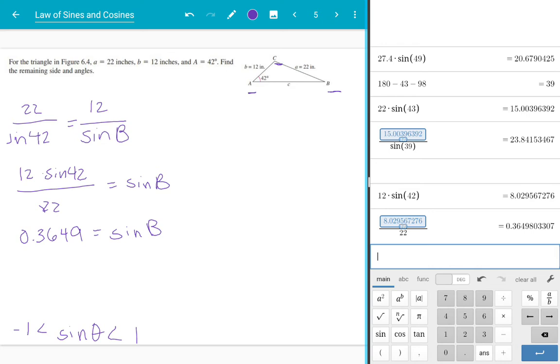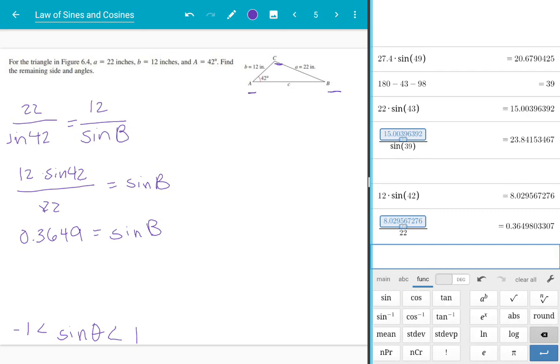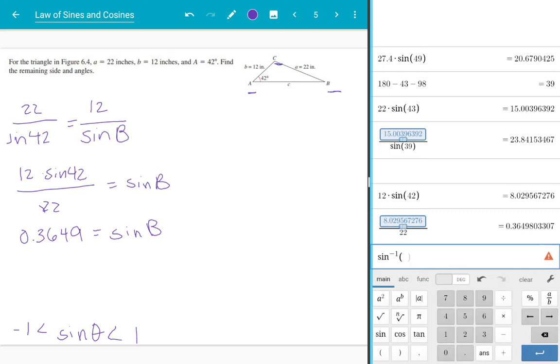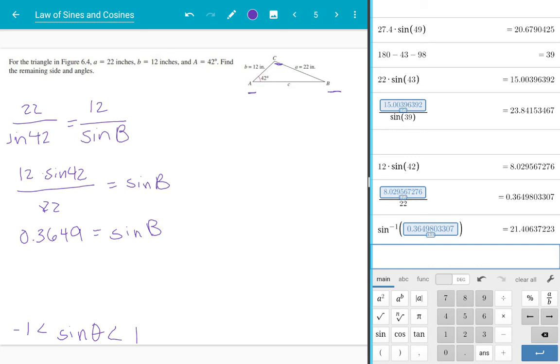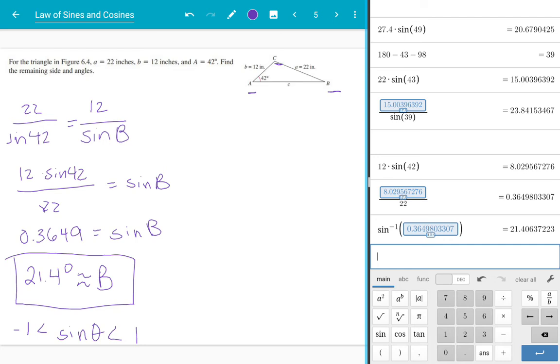We're just going to take the sine inverse of that. Let me see where my sine inverse is. Here it is, sine inverse of the answer that we just received. And we get about 21.4. So 21.4 degrees is going to be the approximation of B. Now remember, we are working in degrees. Make sure your calculator's in degrees. If you're using the TI-83, TI-84, any graphing calculator, just make sure of that. If you're using a regular scientific calculator, you'll be fine. So there you go, you get 21.4.